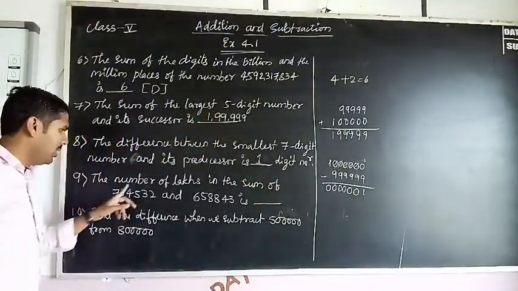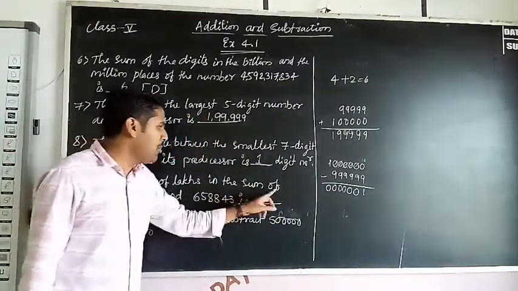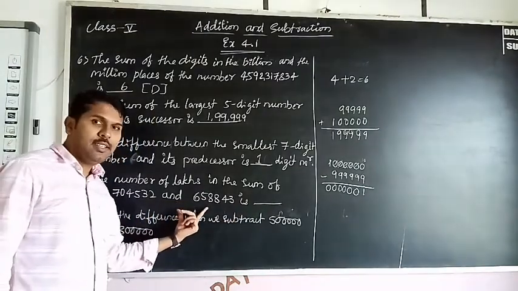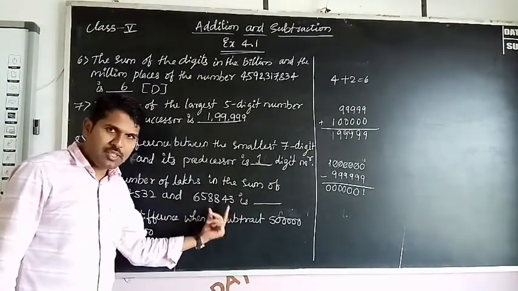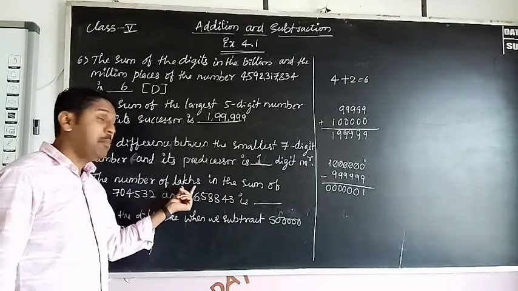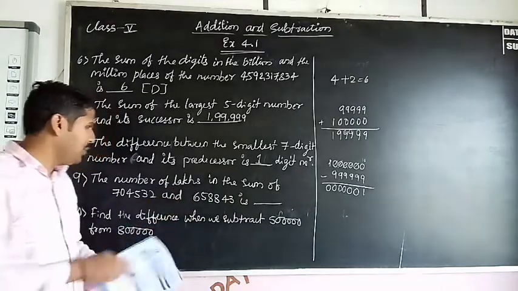Next, ninth one. The number of lakhs in the sum of these two numbers. So first add these two numbers. After that, find out the number of lakhs, please. So add these two.